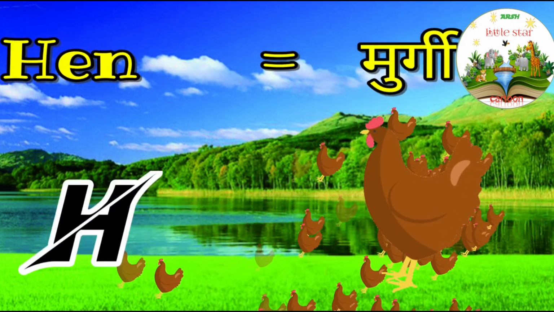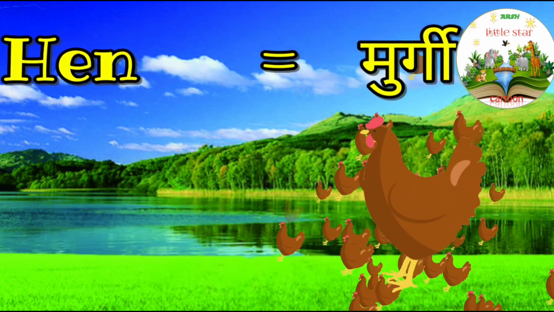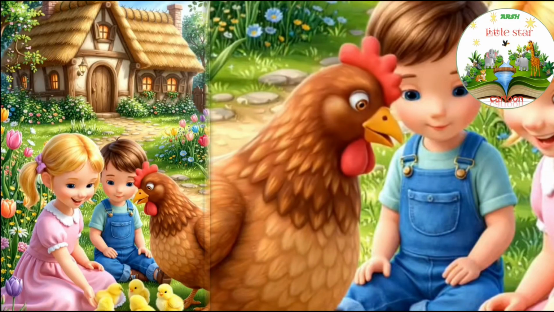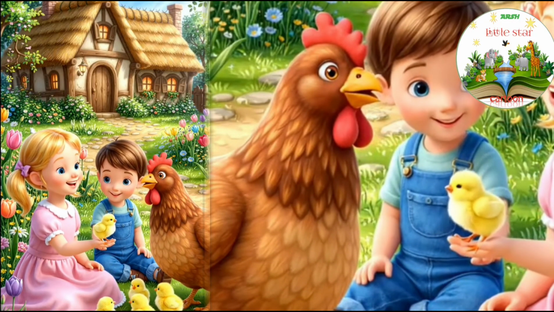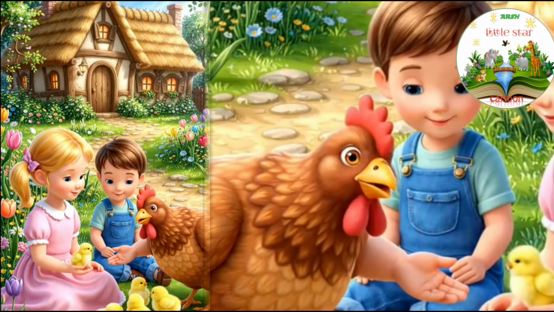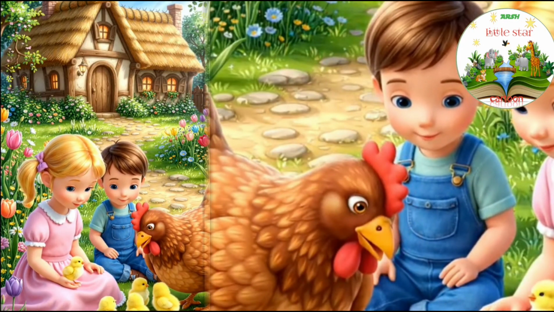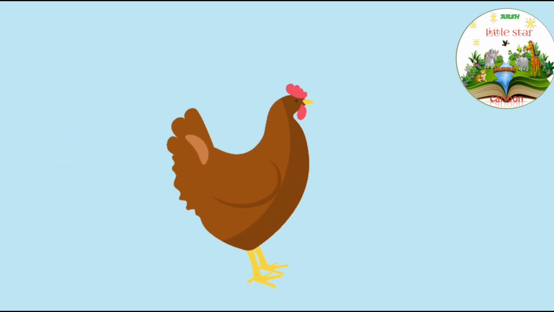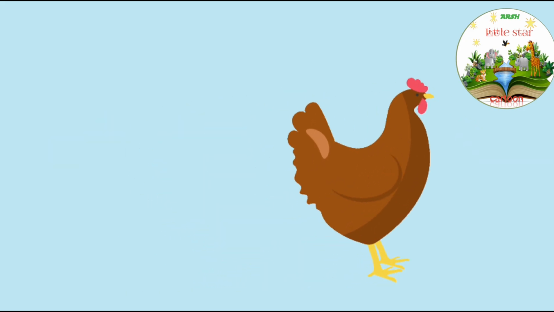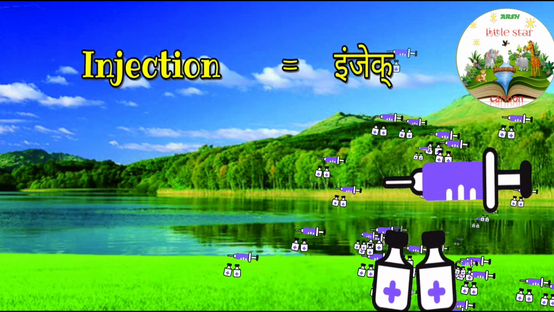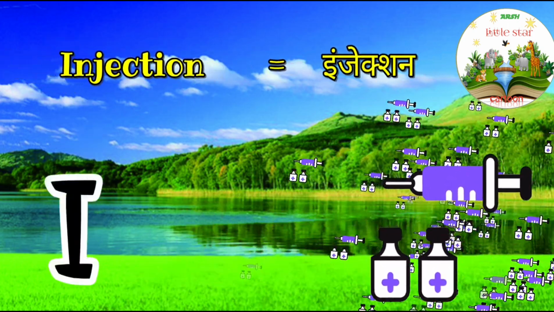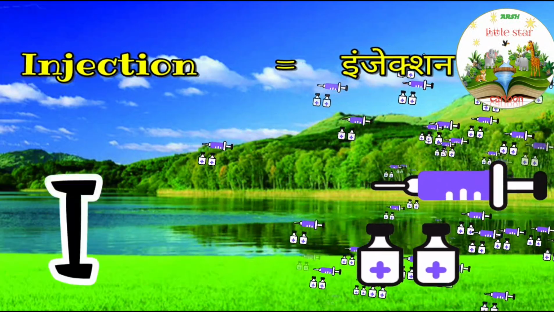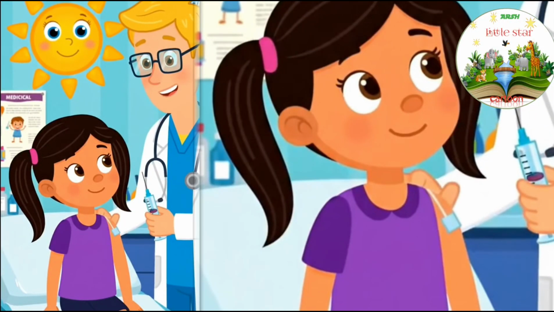H for hen. Hen means monkey. I for injection. Injection means injection.